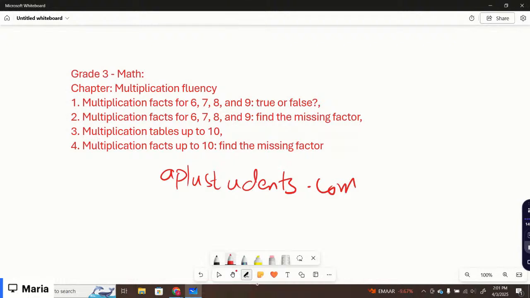Then you have to select math from the subject tab. Scroll down to grade 3 math and then click on view all lessons. There you can find the list of the chapters.